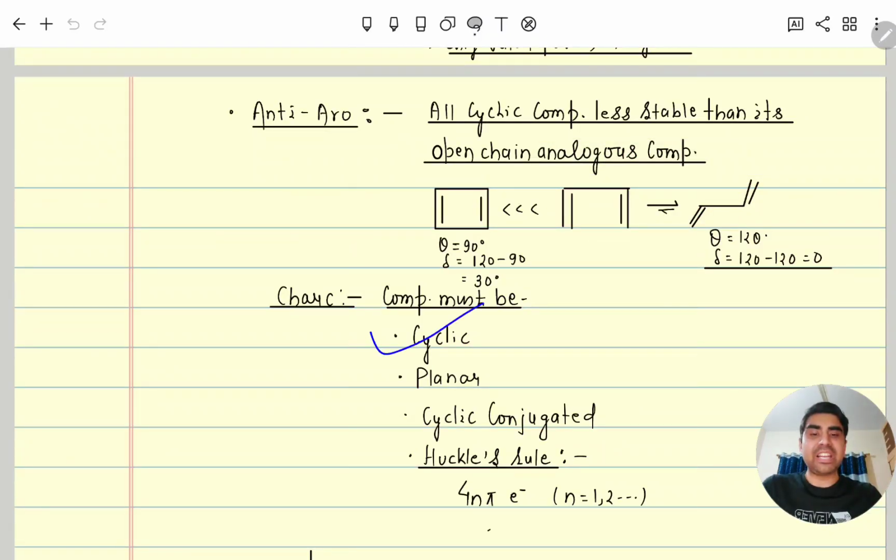This is also a cyclic compound. It is also planar and cyclic conjugated, and Huckel's rule will be 4n pi electrons, with n value 1, 2, 3, meaning multiples of 4 pi electrons will be there.